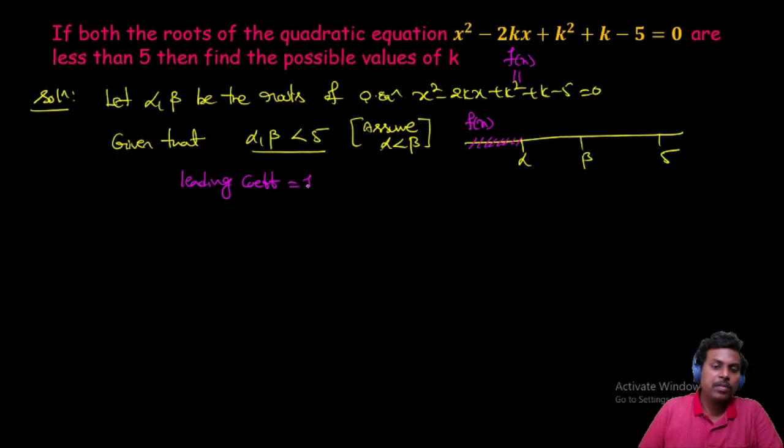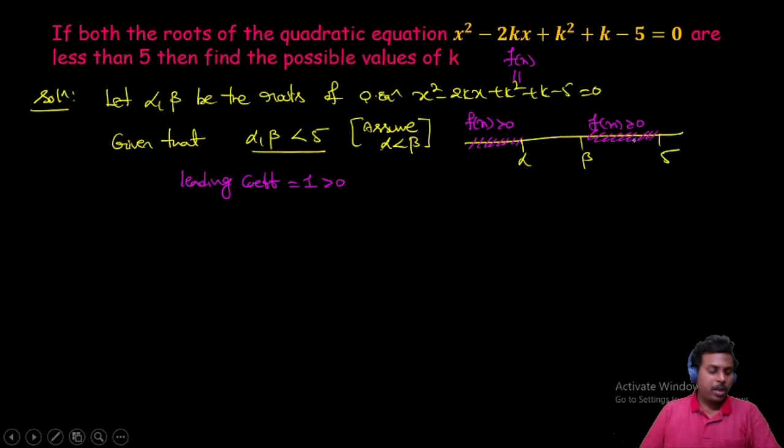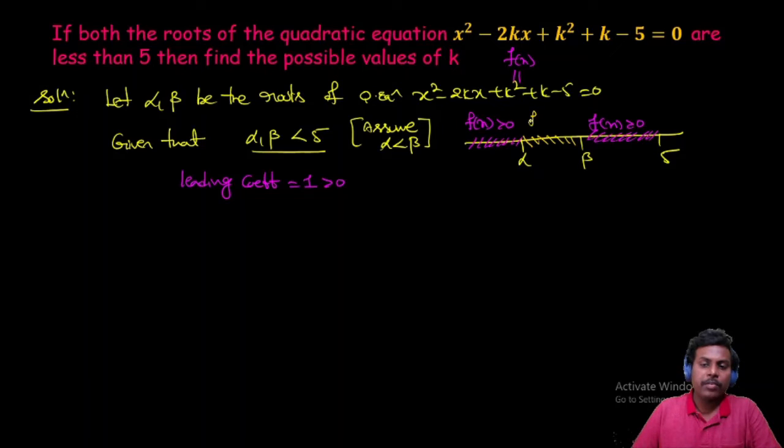Leading coefficient is 1, which is positive. So this implies f of x is also positive in this region. Similarly, f of x is positive in this region also. Okay. Now, in this region, what happens? In this region, f of x will be negative. Now, phi belongs to which region?